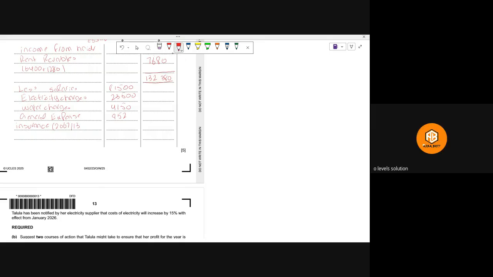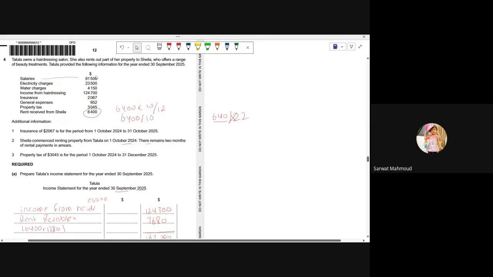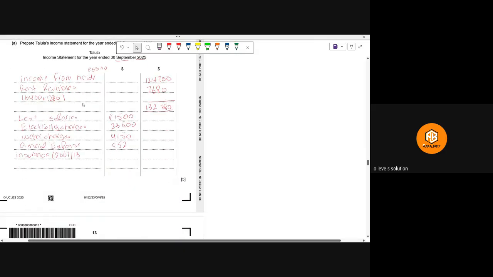Why do we need to divide by 13? Because it's the months. Let me see it again. Insurance of 2067 is for the period from 1st October 2024 to 30. It's 13 months because one extra month is added, so we have to include only 12 months. So multiply by 12. I'm getting 1908.